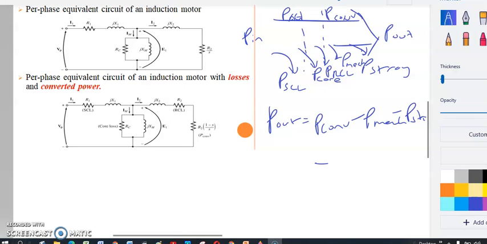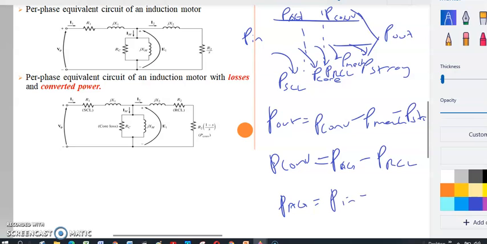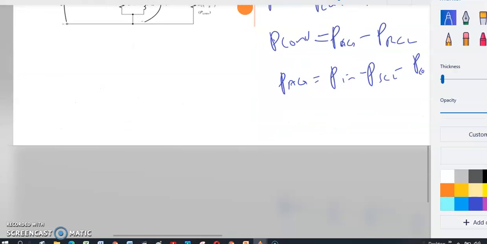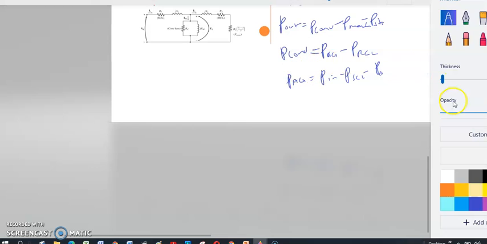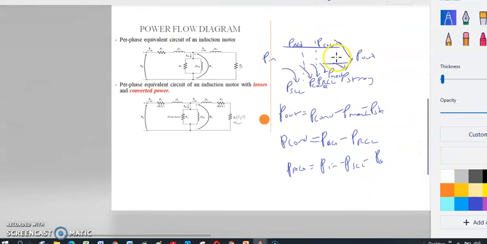But this P conversion is equal to P A gap minus P RCL, rotor copper loss. And meanwhile, your P A gap is the amount of P in minus P stator copper loss, also minus P core. So here is the flow. From the flow diagram, you can generate the equivalent power equations.